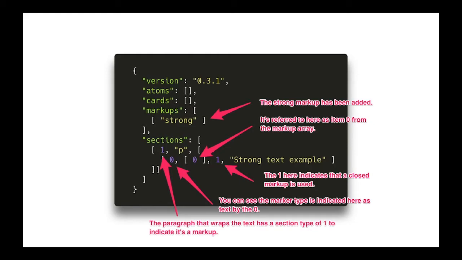Let's look at those changes in a better formatted example and break down what's happened. The strong markup has been added to the markup array. In the sections array, the section of type 1 indicates this section is a markup. The first 0 in the indented array is the marker type; 0 indicates text. The array with a single element of 0 indicates the markup used. Position 0 in the markup array is strong. The 1 that follows that indicates the markup is closed. And finally, the text that's contained within the section.